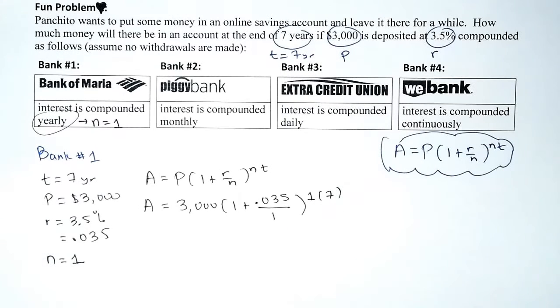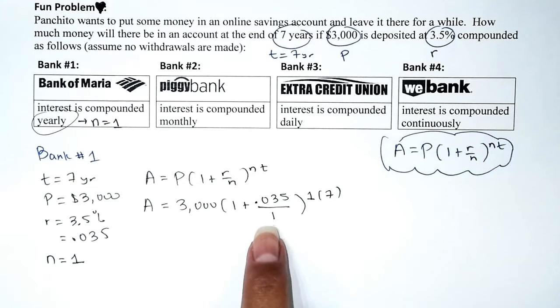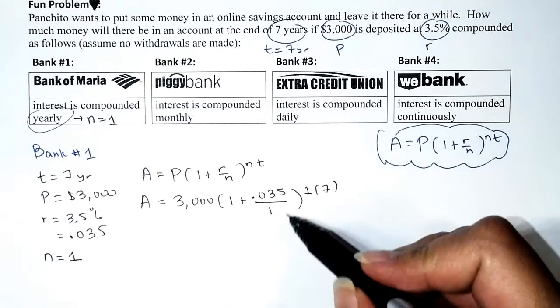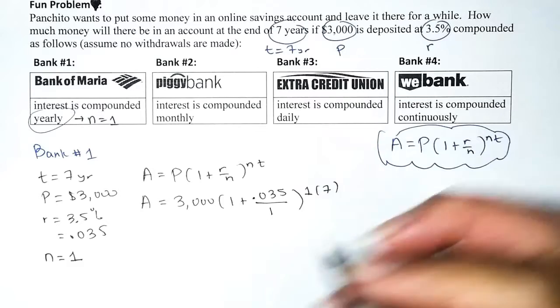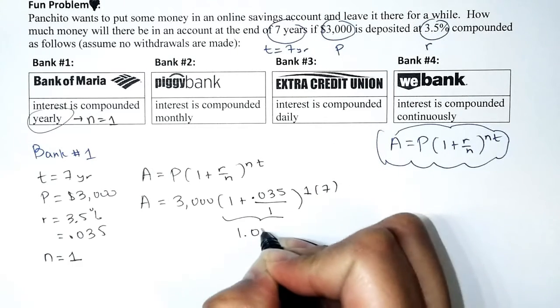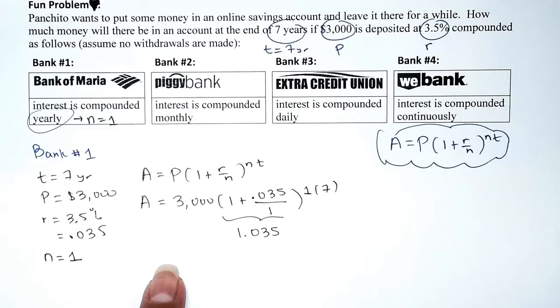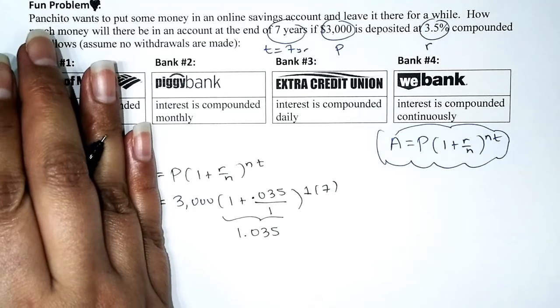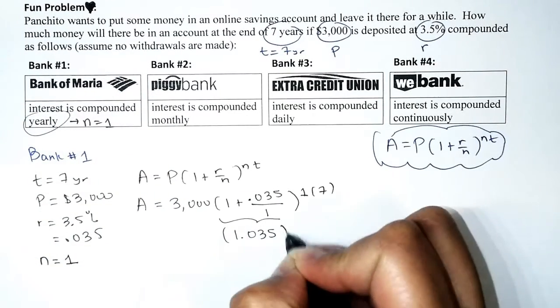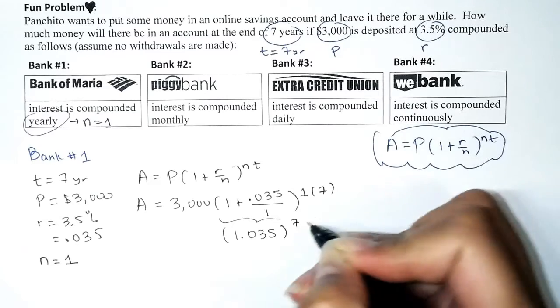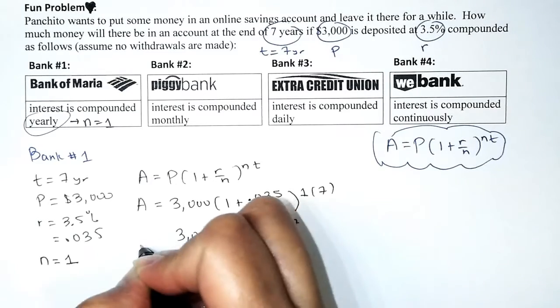At this point you can go straight to the answer, but I'm going to simplify this if it gives me something nice, not too many decimals. The quotient of 0.035 and 1 is just 0.035, and 0.035 plus 1 is just 1.035. Again, if you just want to go straight to the answer, because it's straight computation, go for it. So that is 1.035 raised to the 1 times 7, which is 7, and that is being multiplied by 3,000.